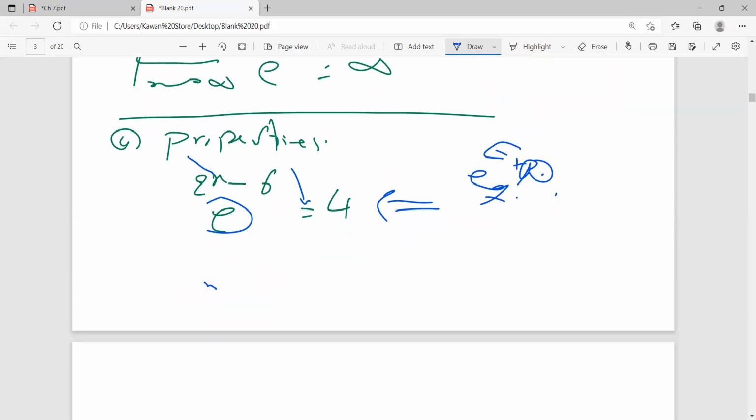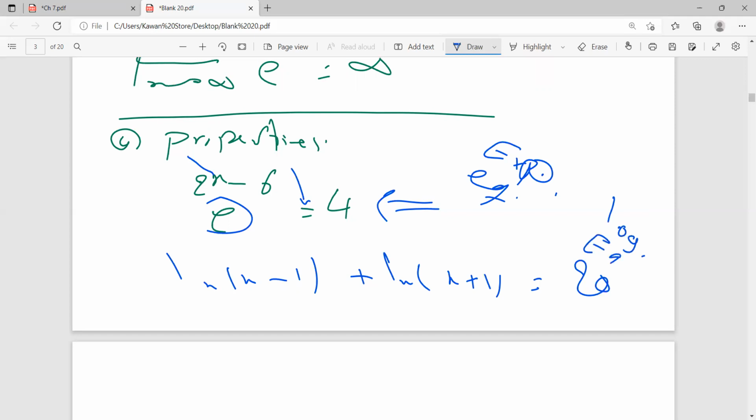For example, I say ln of x minus 1 plus ln of x plus 1 is equal to 20. This is an equation, first of all. Why? Because I have an x and a number, but we have a ln. So I am going to call that one a log equation, ln equation. We say logarithmic equation. Understood? Good, good. So that's about that.